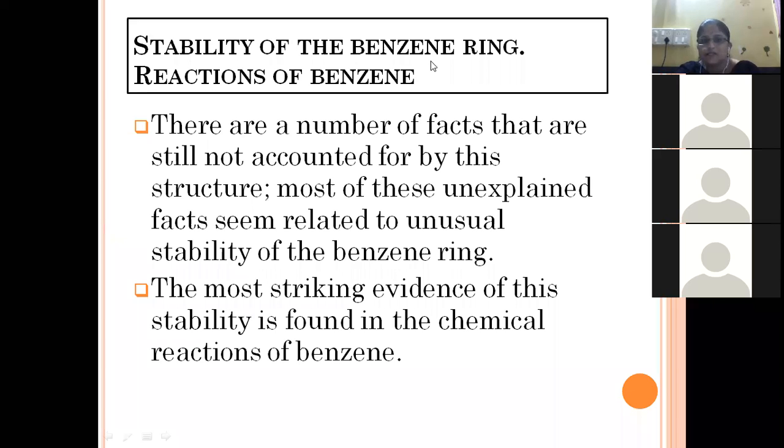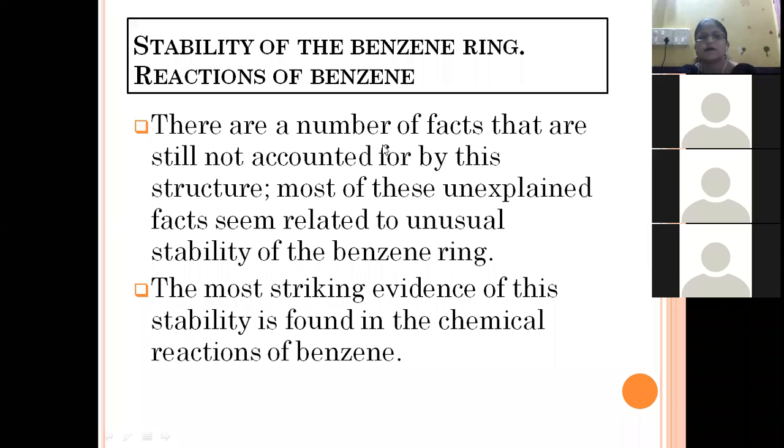Stability of the benzene ring. Up till now we have studied what benzene is. It is aromatic in nature. It generally undergoes substitution type of reactions. It will not undergo addition reactions. Now, why is the structure of benzene stable, or what are the properties showing this? For that, first we will discuss some of the reactions of benzene that you have already discussed in your 12th or in first year.